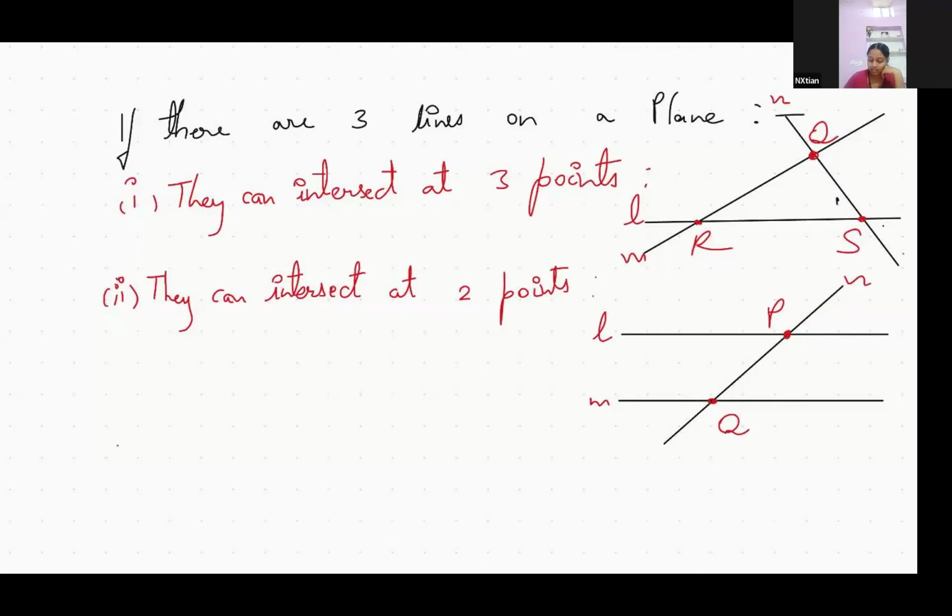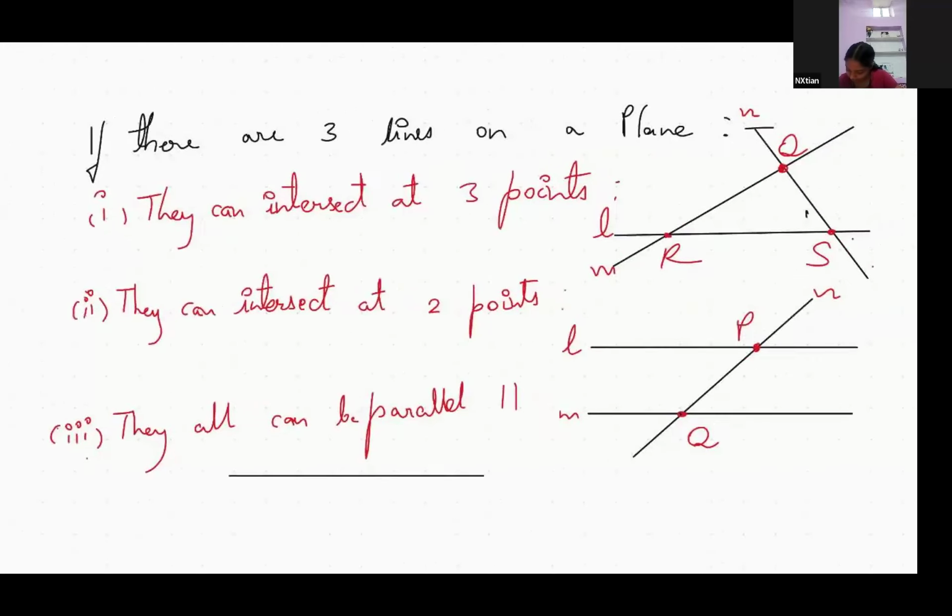So, third property: they all can be parallel. This is the symbol for parallel lines. Two lines, so they all can be parallel. How? Let's see. The first line, second line, and third line. If we name them L, M, and N, these are the three cases where there are three lines on a plane.